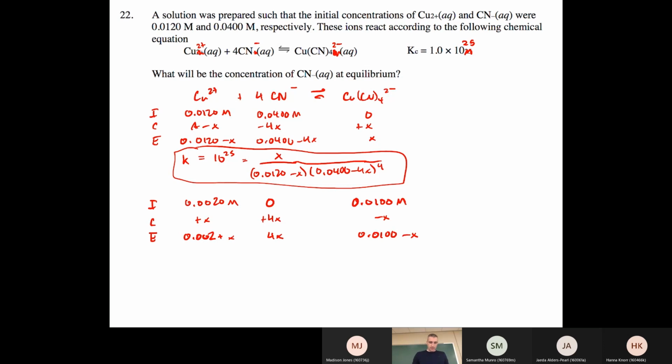So what we can say here is, if you look at this, we have k equals 10 to the 25. And that's going to be equal to our products, which is 0.0100 minus x, 0.002 plus x, 4x to the power of 4. And we're going to make the assumption then that this is 0.0100 over 0.0020, 4x.